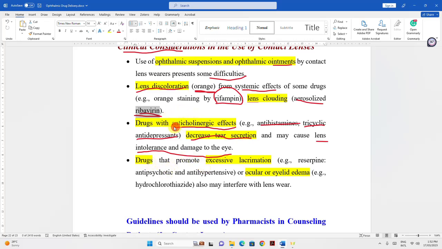Opposite to these, if you have drugs that may promote excessive lacrimation, meaning more tears to be secreted, or drugs that can cause edema in the eye, eyelid edema, like hydrochlorothiazide, these drugs will also interfere with wearing the lens.